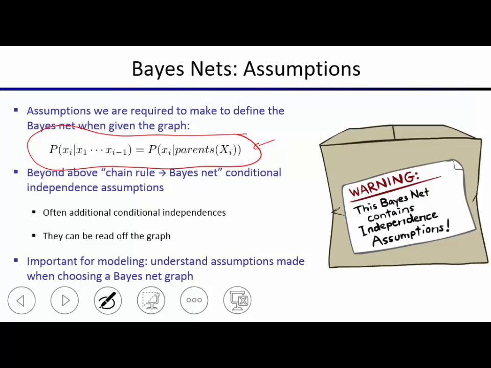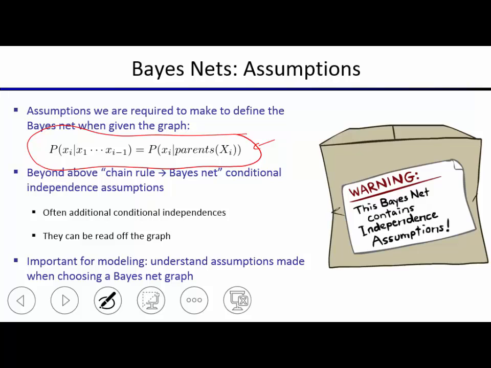Just to make sure, the current x values are just the subset of x1 to xi minus 1? Correct. The parents always have to be a subset of x1 through xi minus 1. Otherwise, the derivation that we have made doesn't hold true.